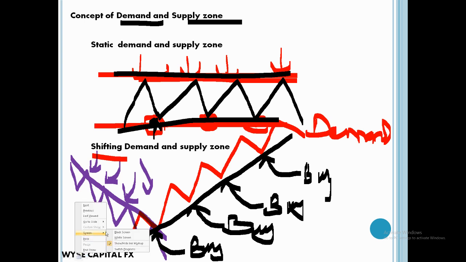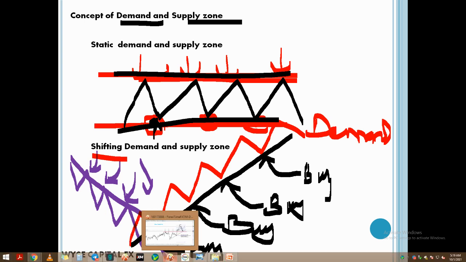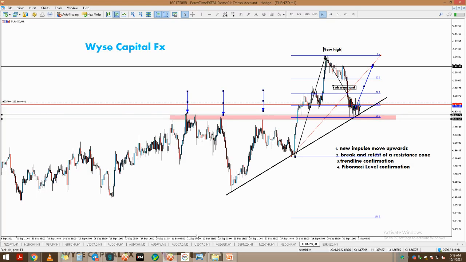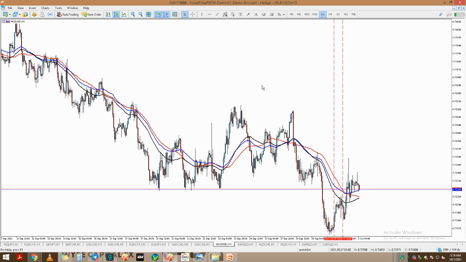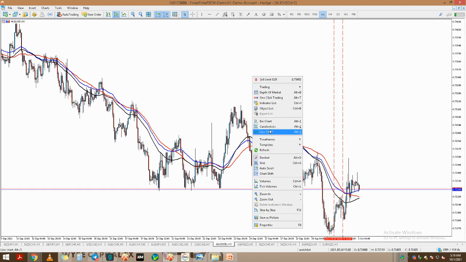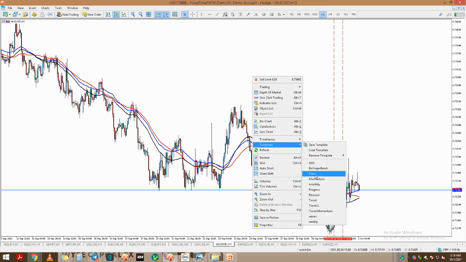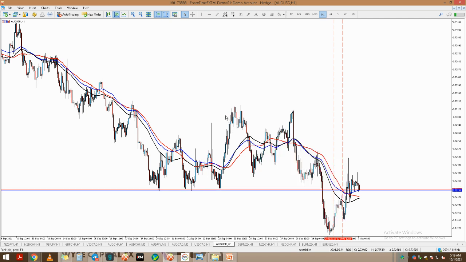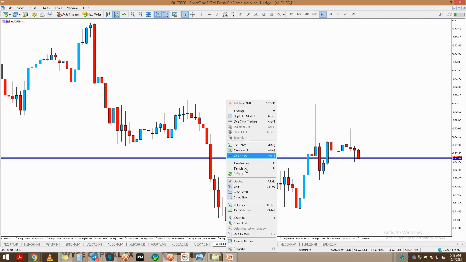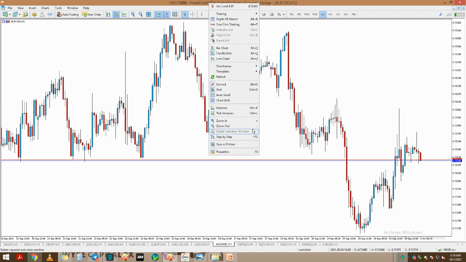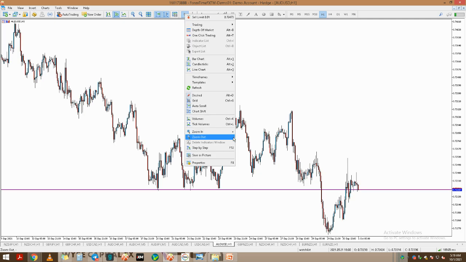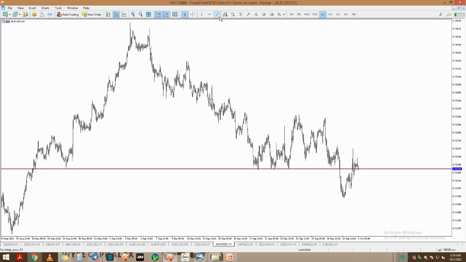So let's go to the chart. We see if we can identify some of these things. So we could start with a shifting demand or supply zone. So let's zoom out. And usually when you want to do this type of analysis, you must be able to see the bigger picture. So for example, at this point here, you can see this is a market going down.